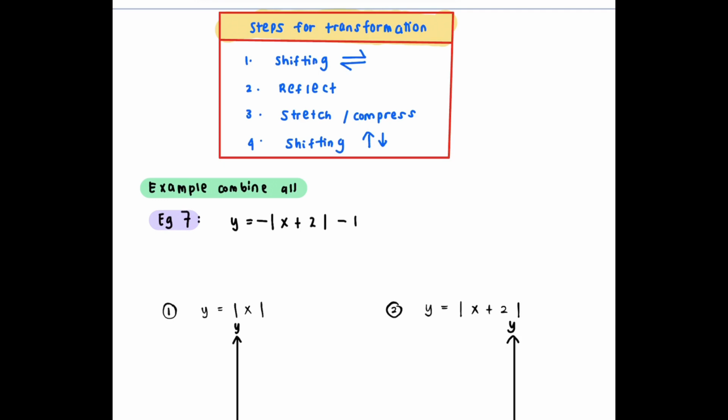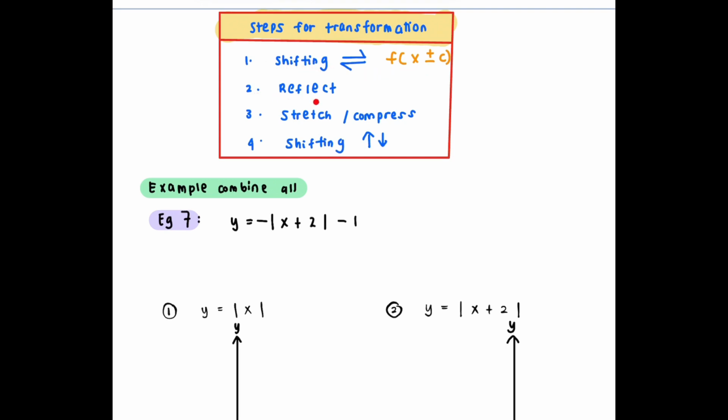Okay, let's say in one question you have various types of transformation techniques involved. Make sure you follow these steps. First must be shifting horizontally, either to the right side or to your left side. So the function will be f(x plus or minus c), where the constant c is inside the function. This is your first method, compulsory for the first step.